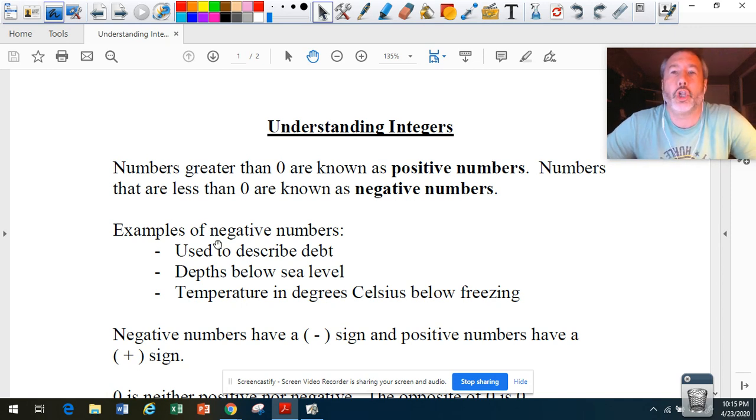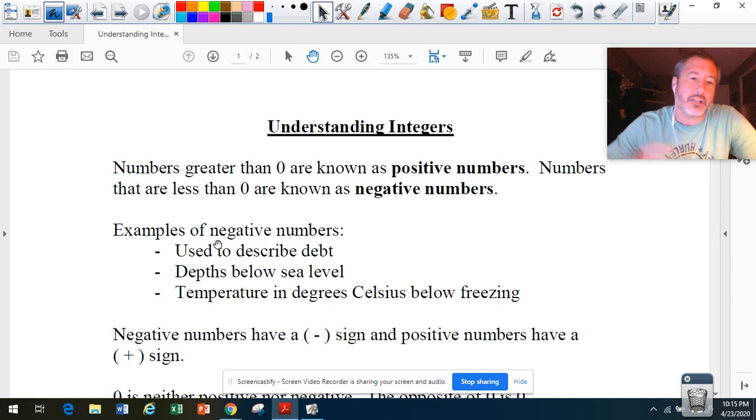Okay, we're dealing here with depth. Depth would be below sea level. Anything that is below sea level is negative. Anything that is above sea level is positive. So when we're dealing with below, we're dealing with negative numbers. Temperature in degrees Celsius below freezing. That's when we get into like -2, -3, -4, when it's really, really cold, and we're hoping for a school cancellation.